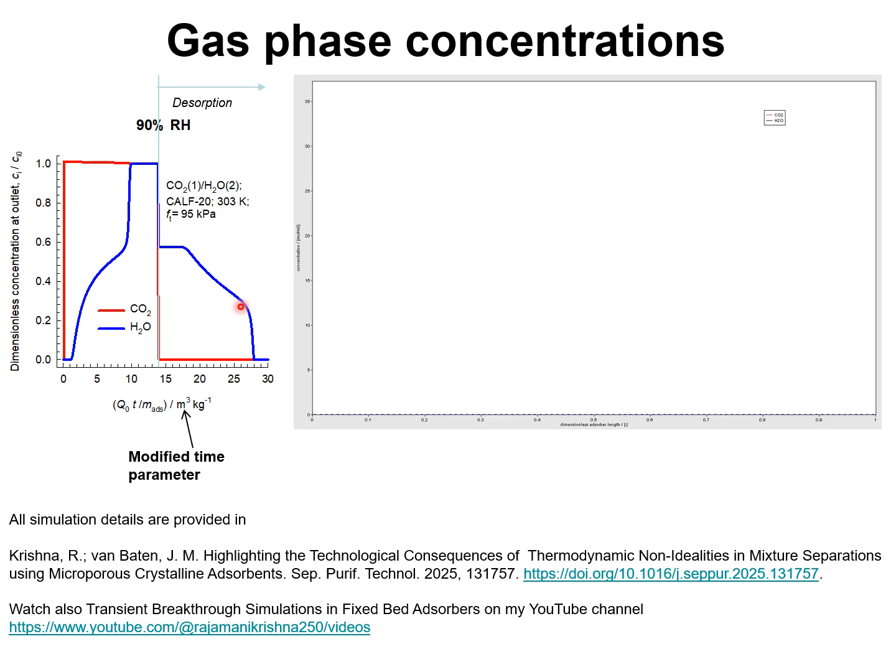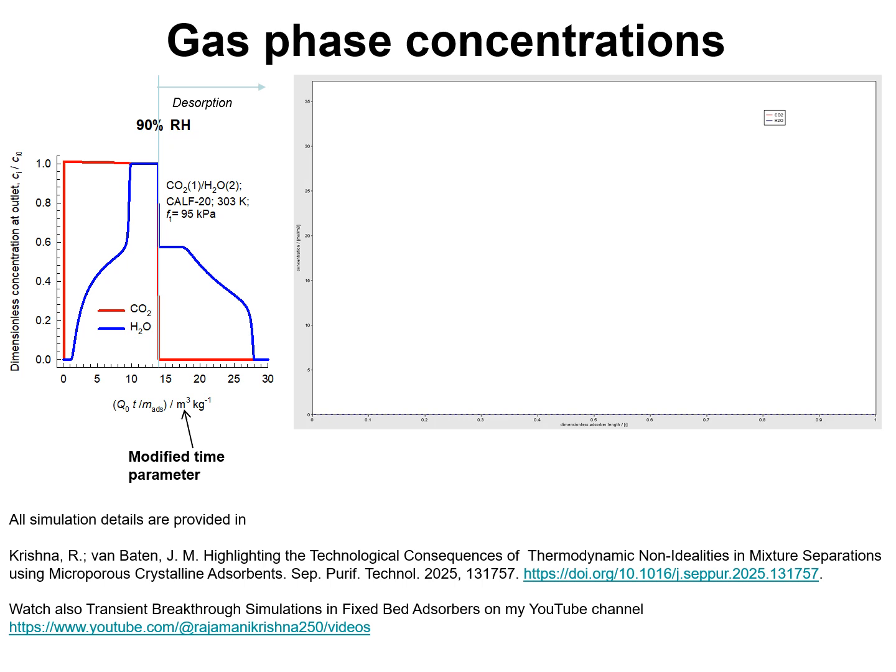Let's view the development of the gas phase concentrations along the fixed bed adsorber. I plot the dimensionless length along the fixed bed adsorber on the x-axis. 0 is the entry to the fixed bed. This is the exit of the fixed bed. The y-axis is the molar concentration of the gas mixture, plotted in the units of moles per cubic meter. This is 0 moles per cubic meter, and this is 35 moles per cubic meter.